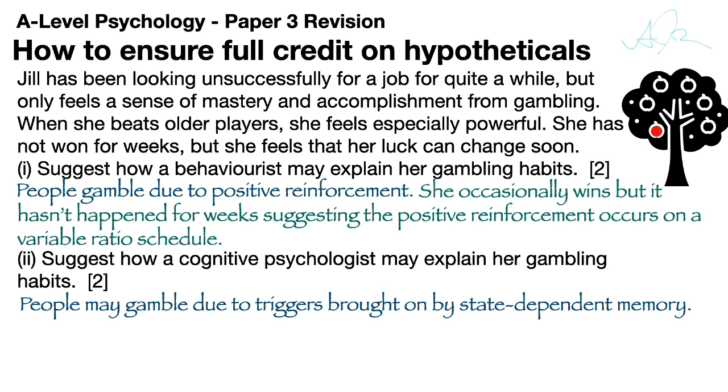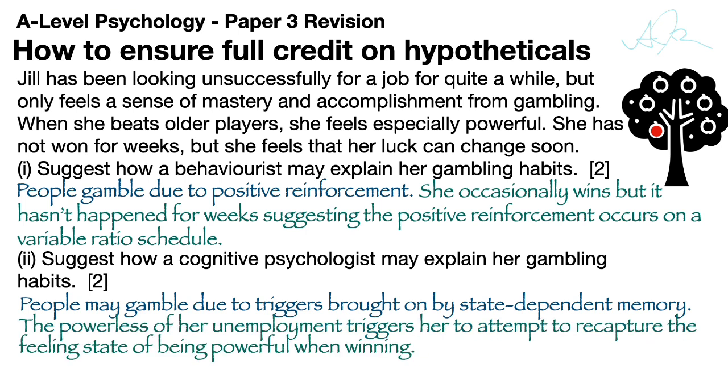Same thing here. How may a cognitive psychologist explain her gambling? People may gamble due to triggers brought on by state-dependent memory. This is hearkening back to Miller's feeling state theory. The powerlessness of her unemployment triggers her attempt to recapture the feeling state of being powerful when winning. So the word unemployment has been recycled from the stimulus question and put in a context that explains feeling state theory a bit. So again, not hard. The blue might be harder because some people don't have the content knowledge, but the green is just waiting for you to link.